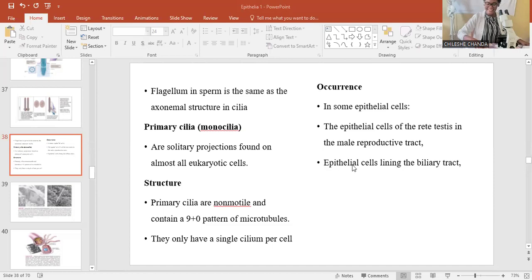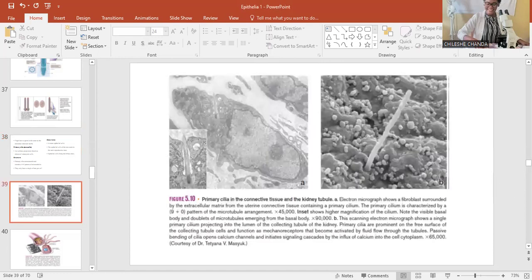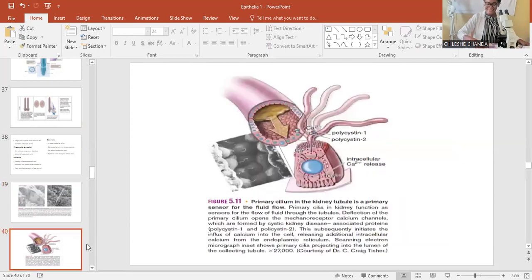And then we are going to find monocilia in epithelial cells lining the biliary tract. The biliary tract, you remember the gallbladder, okay, that biliary tract there. So you're going to find monocilia. This is an example of monocilia. This is an apical surface of a cell, one cell, and it will have only one cilia on top like that. And the other micrograph is also showing us this monocilia coming all the way from this cell and projecting up, and that is only one cilia.